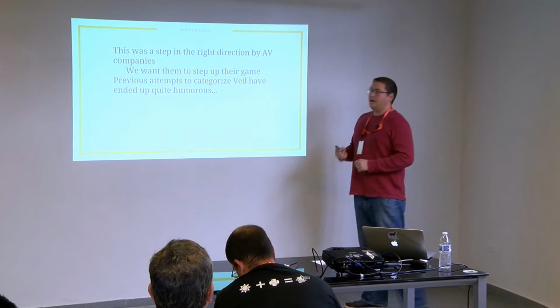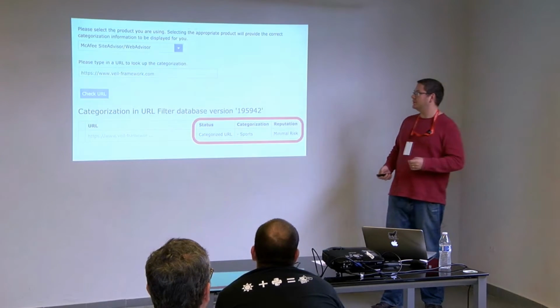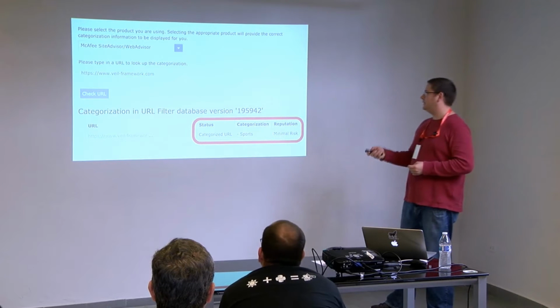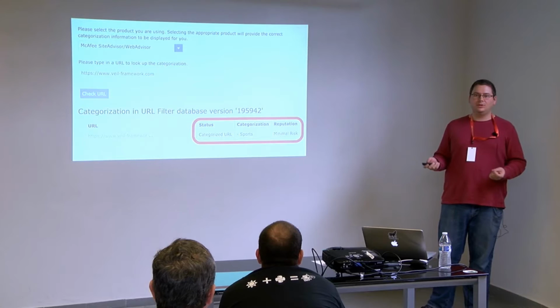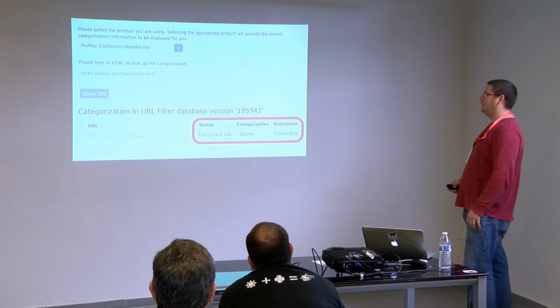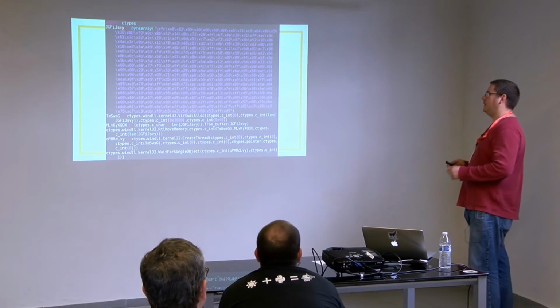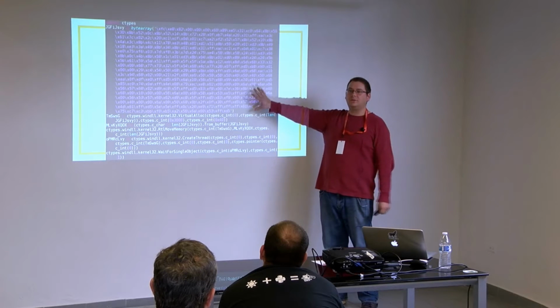Previous attempts, though, by companies to try to categorize Veil, okay, is this malicious or not, were kind of humorous. Here's an example. McAfee says that Veil, its website, is a sports website, which is not at all what it is. So it was kind of funny, and we wanted to try to figure out, okay, what's going on. So this is the actual malicious code that was signatured. AV wrote a signature for this.